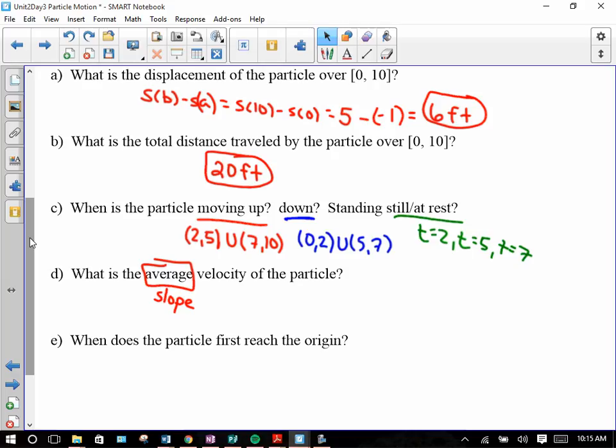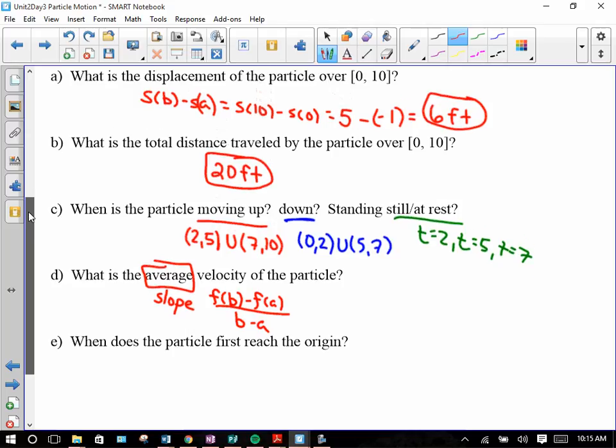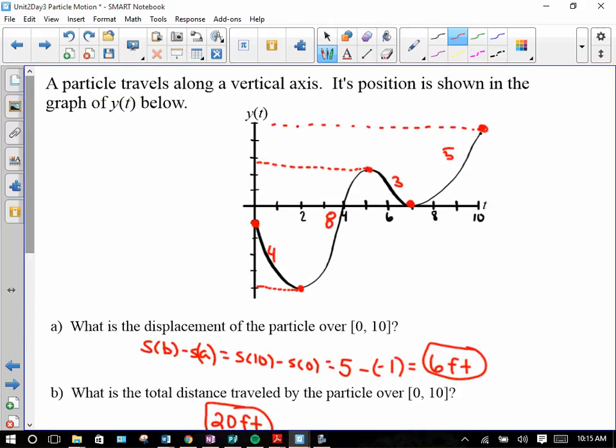Alright? So we want, because if you think about it, velocity is going to be distance over time. Well, if we do this, it's going to be f of b minus f of a divided by b minus a, where f of b and f of a are distance, and b minus a is time. Okay? So we want to know the average velocity from here to here. Well, that creates a line right there. So we want to know the slope of that line.